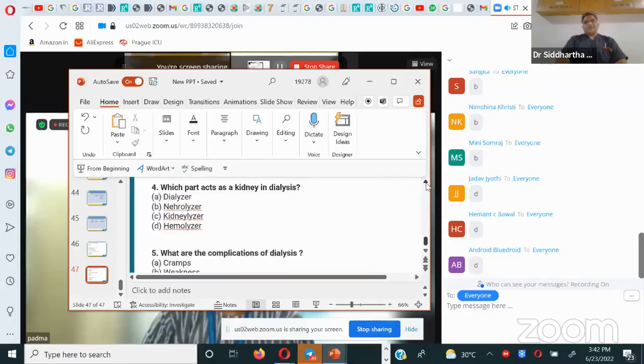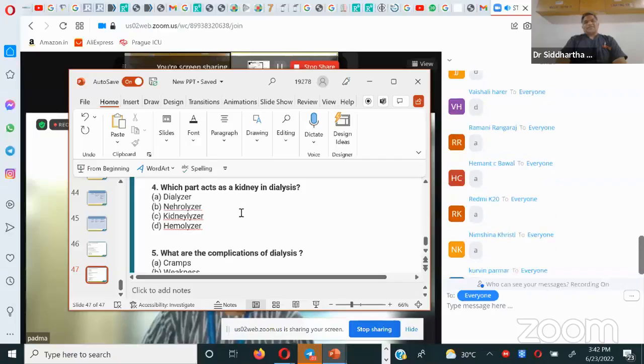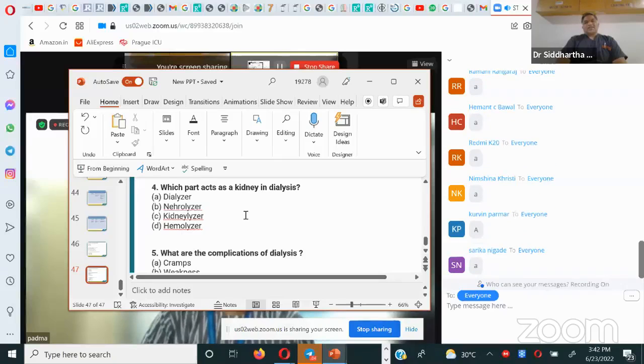Coming to the fourth question, which part of the dialysis machine will act as a kidney? A dialyzer, nephrolyzer, kidneylyzer, or hemolyzer? Yes, it is a dialyzer. It acts as a kidney, where the blood and the dialysate fluid are separated by the semipermeable membrane, and excess water, electrolytes and acid-base imbalance will be corrected.